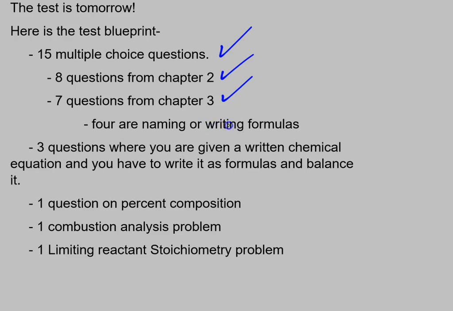4 are naming or writing formulas. You will see these today. Now, when I say you'll see them, I've gotten rid of the answers, but you'll see the questions. Then these are the multiple choice, and then there's 3 where you are given a written chemical equation and you have to write it as a formula.